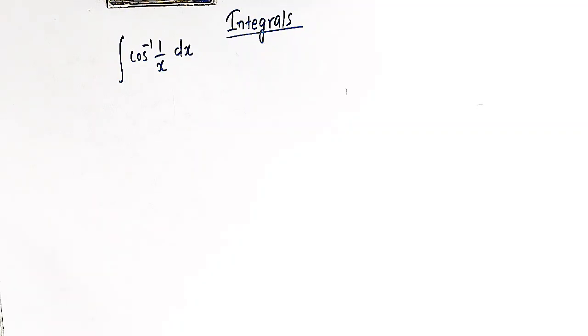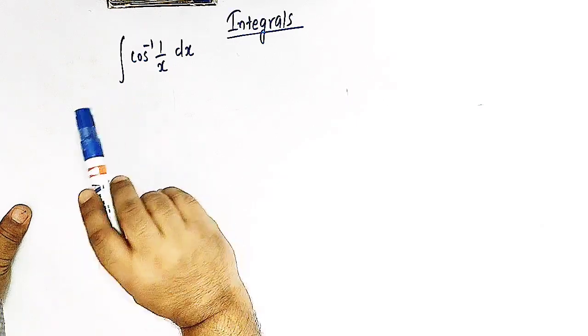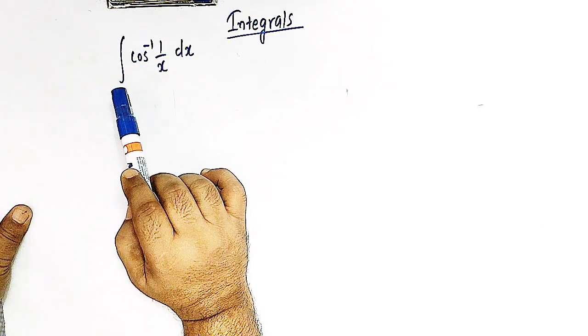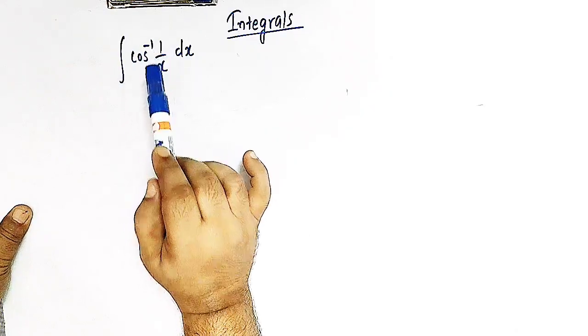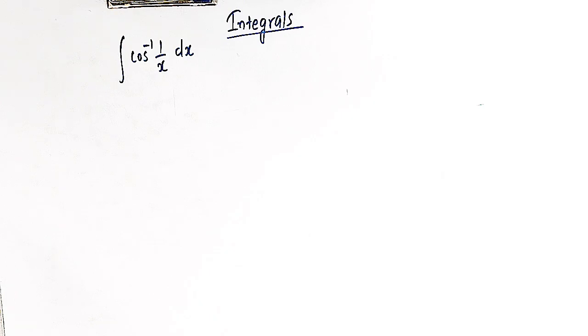Hello viewers, in today's session we are going to discuss another important problem from indefinite integrals. In this class we are going to find the indefinite integral of the function cosine inverse of 1 over x. To evaluate this integral, we'll make use of two important concepts. The first one is the integration by substitution method, and then we'll apply the concept of integration by parts.